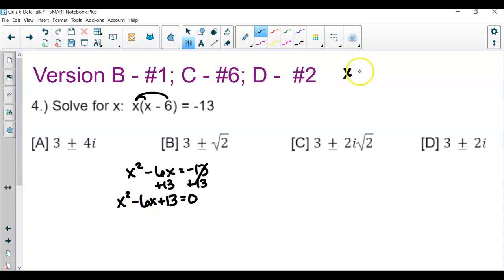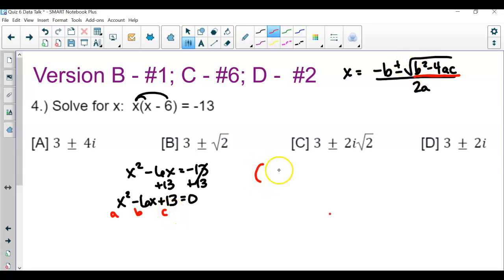So this was using the quadratic formula, negative b plus or minus the square root of your discriminant, b squared minus 4ac, all over 2a. So just to break it apart, I'm going to focus first on the discriminant. Identify your a, b, and c here. So b squared, which is negative 6 squared, minus 4 times a, which is 1, times c, which is 13. Now, when you solve for this, you should get a discriminant of negative 16.